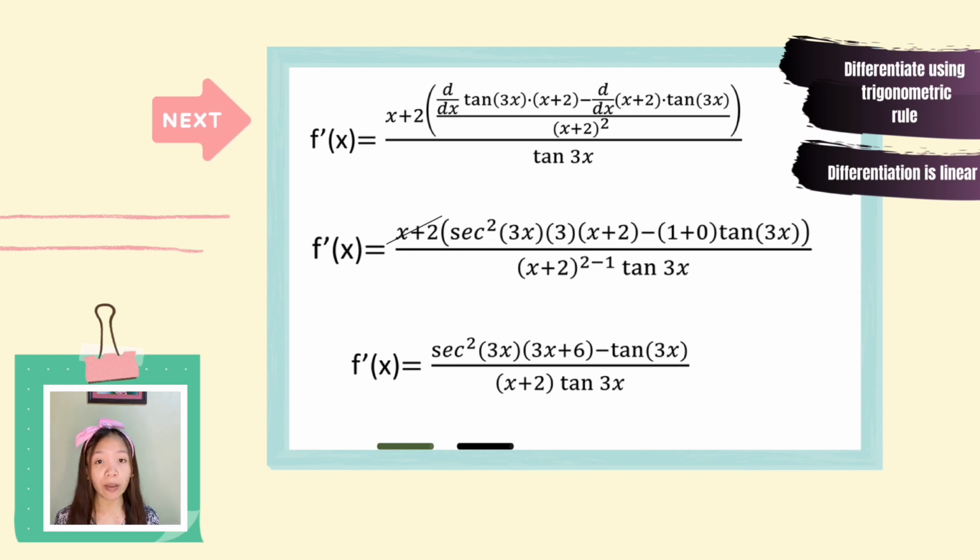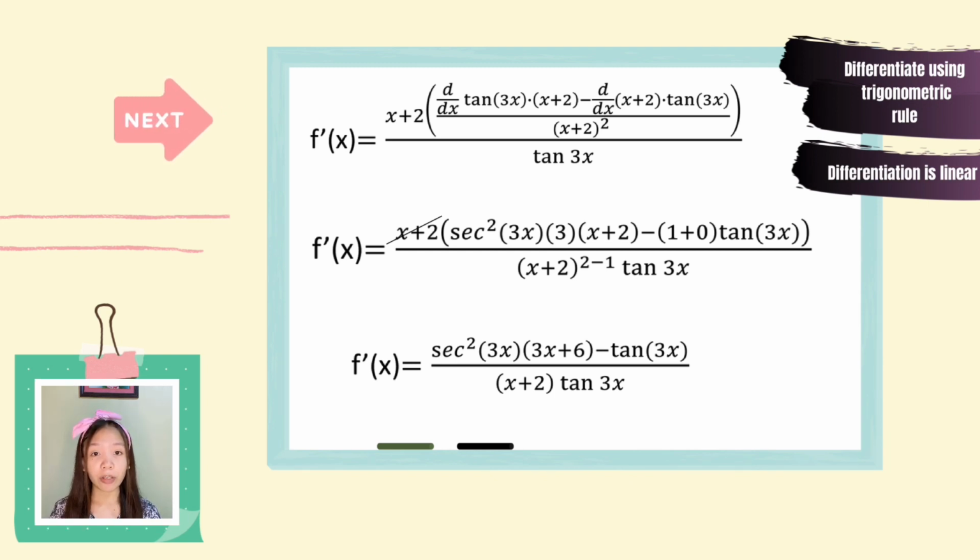In order to find the derivative of tangent 3x, we will differentiate it using the trigonometric rules. So the derivative for tangent is secant squared. We copy the 3x and derive the inside. So therefore, we will be left with the derivative of 3x. The derivative for 3x is 3 multiplied by 1. Therefore, we will have 3.